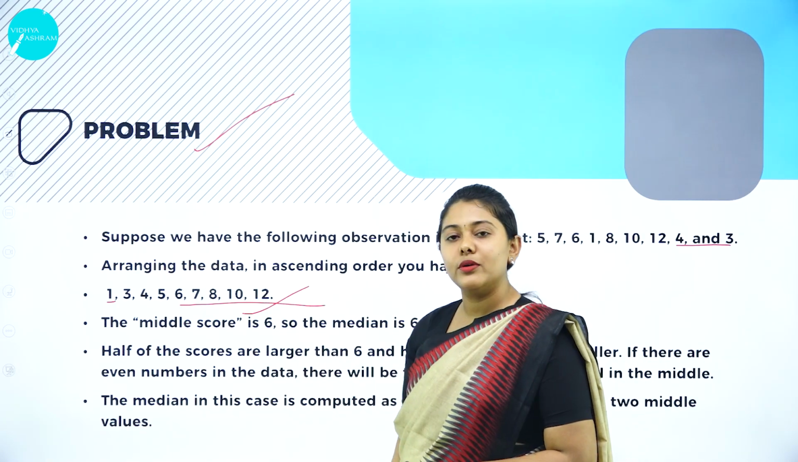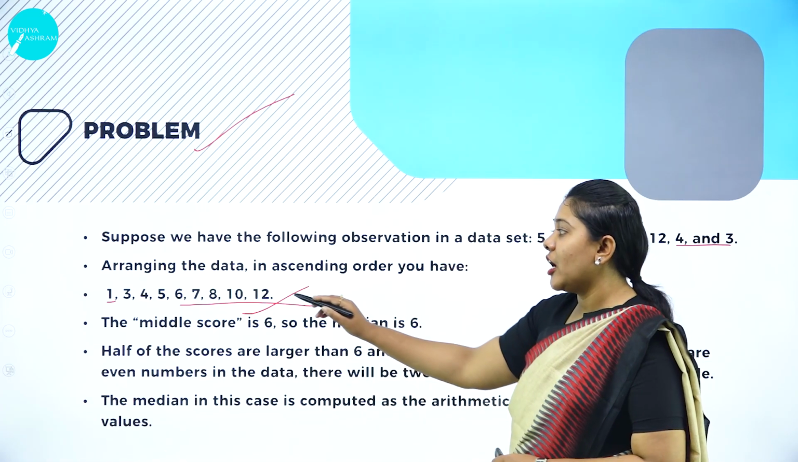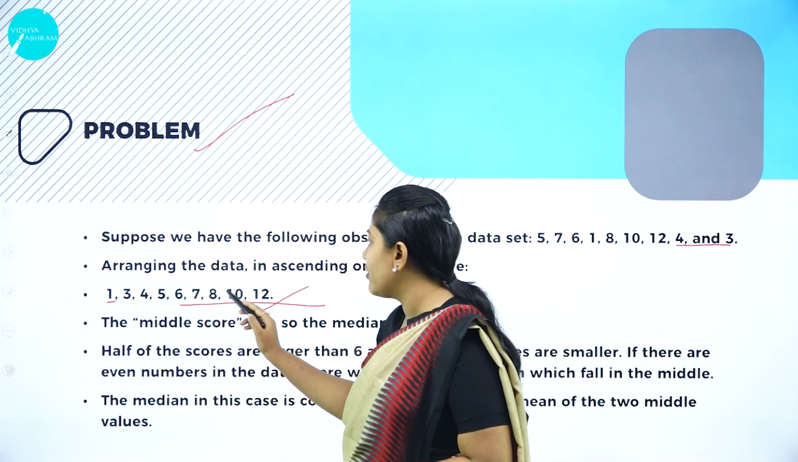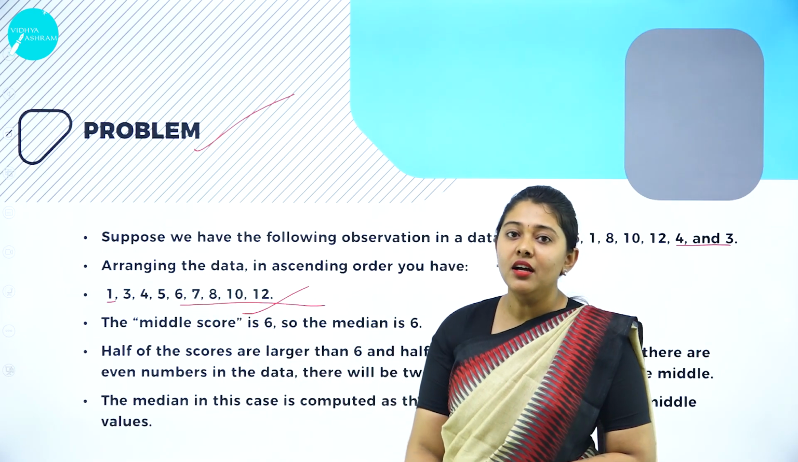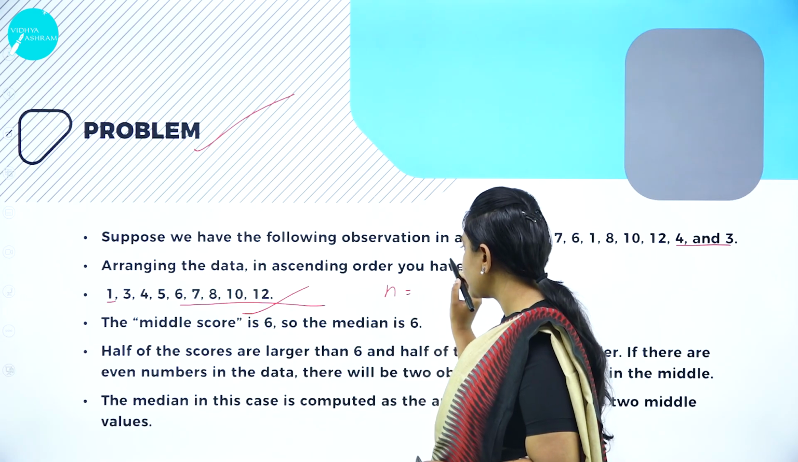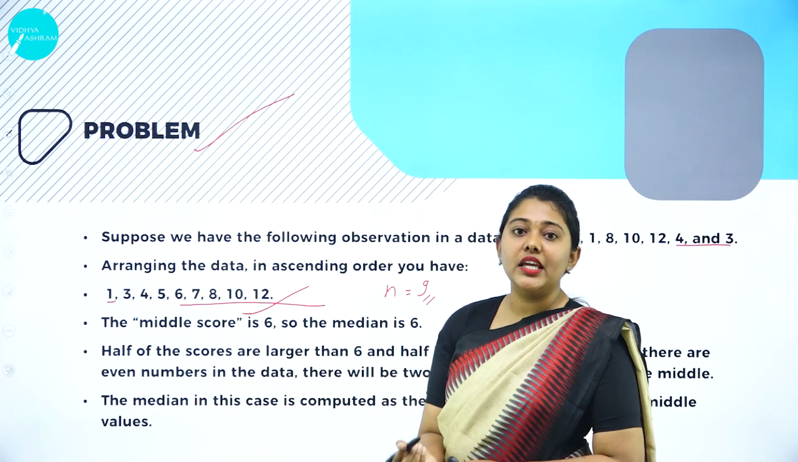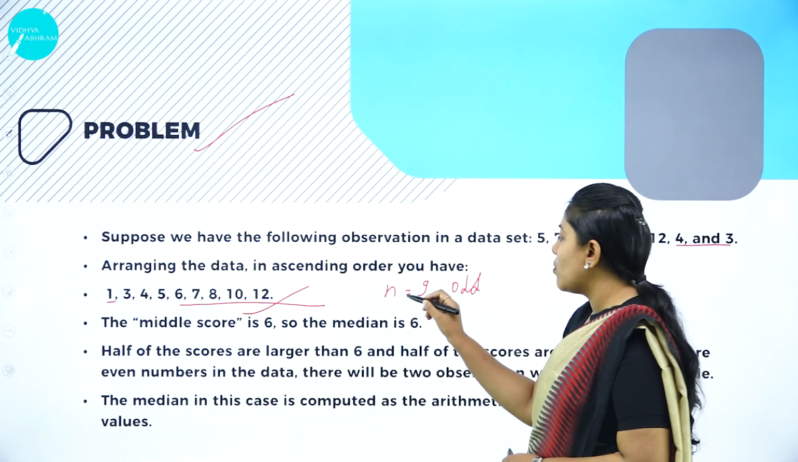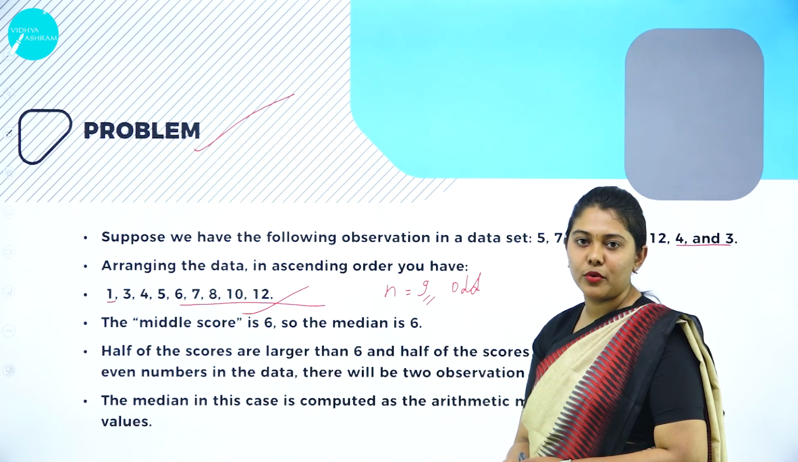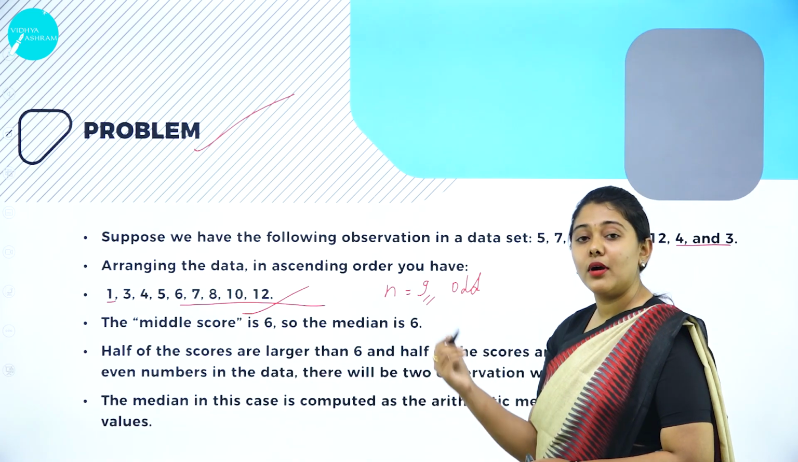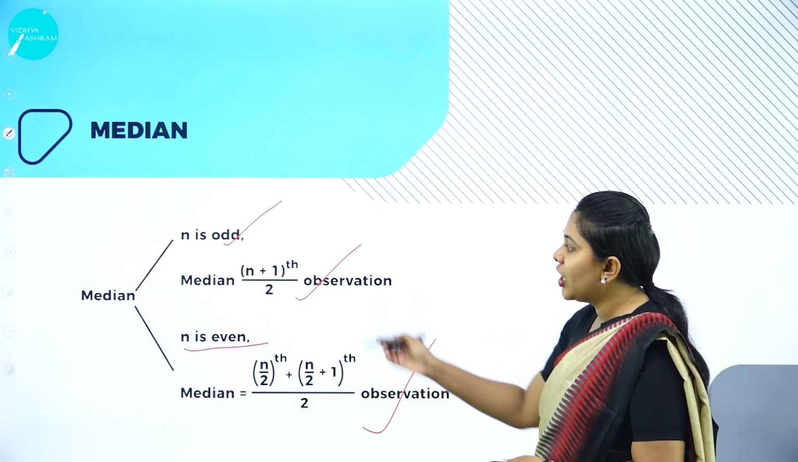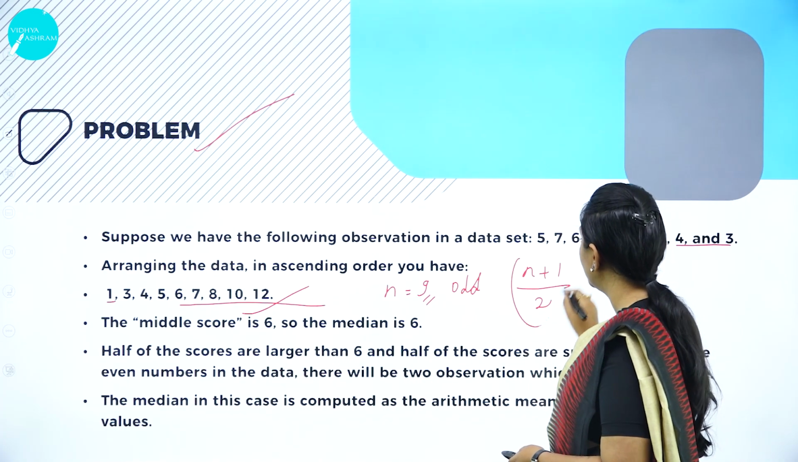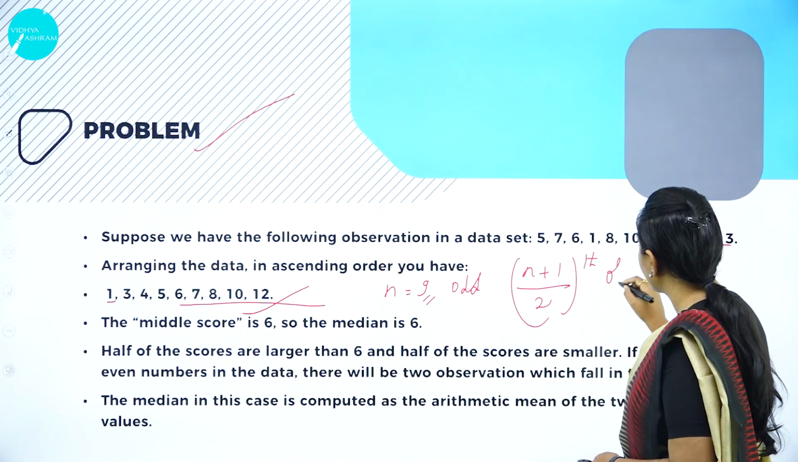So how to compute the median now? What is the number of observation we have? 1, 2, 3, 4, 5, 6, 7, 8, 9. So 9 is the observation. What is n? N is 9. 9 is an even number or an odd number? It is an odd number. So what is number of observation? 9 is the number of observation. So 9 is which number? Odd number. So what is the formula for odd number? N plus 1 divided by 2th observation.